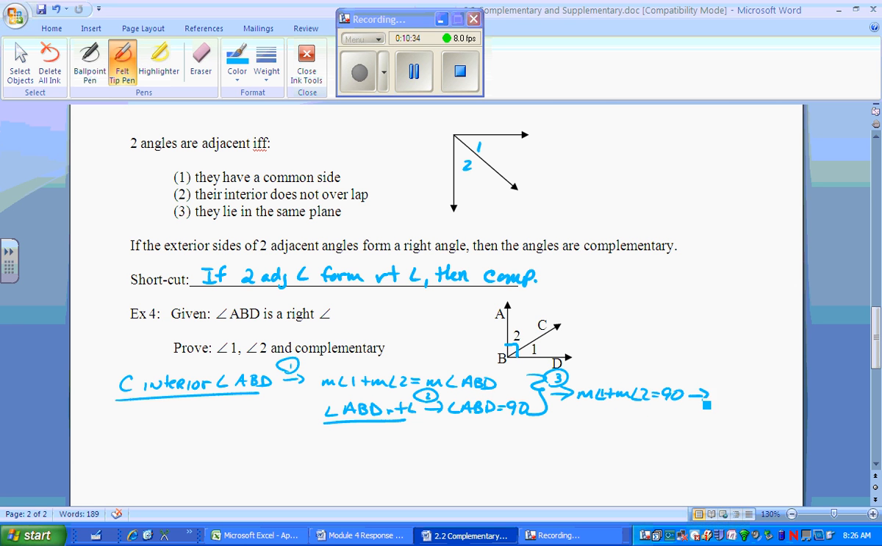And if the two things add to equal 90, we learned on the front side that the two have to be complementary. Our four reasons. Reason 1 was angle addition. Reason 2 was right here. That's definition of right angle. Reason 3 was substitution.